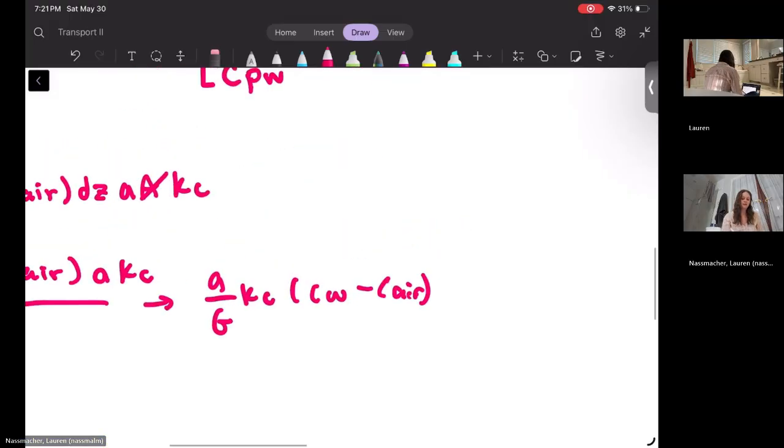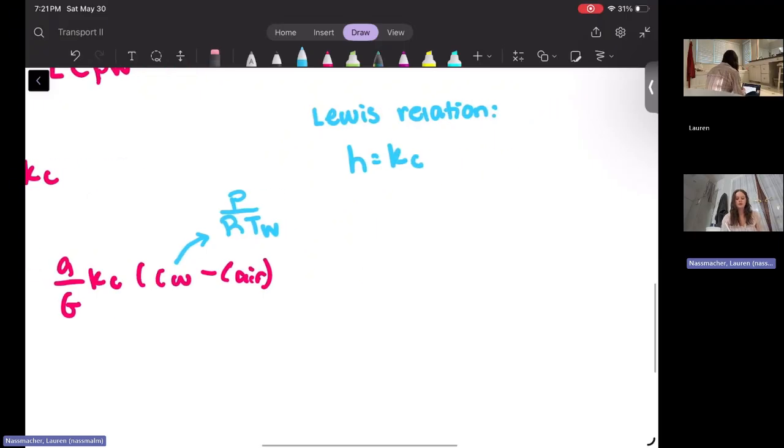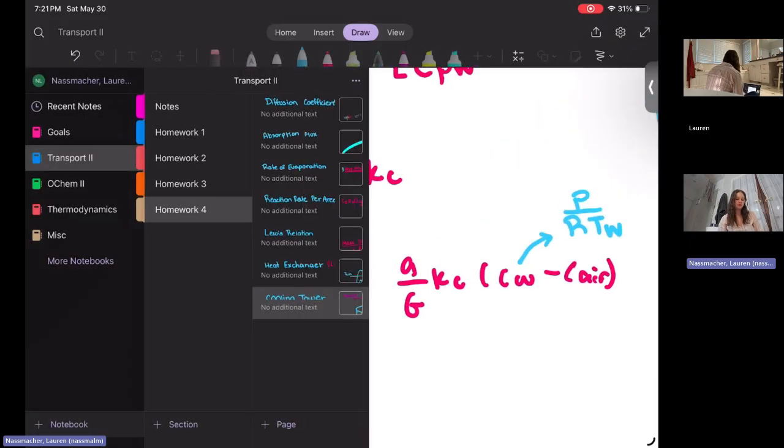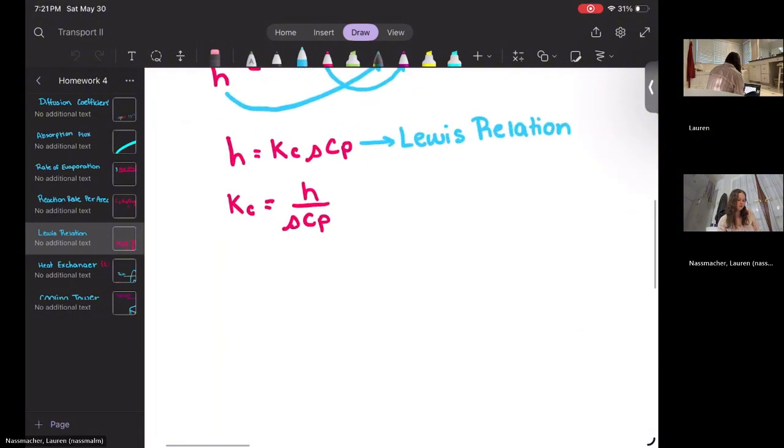So there's two things we want to understand and use. Concentration equals P over RT, T of water in this case, because it's concentration of water. We also want to use the Lewis relation, which we did in the previous video, and that states that our heat transfer coefficient is equal to our mass transfer coefficient multiplied by heat capacity multiplied by density.